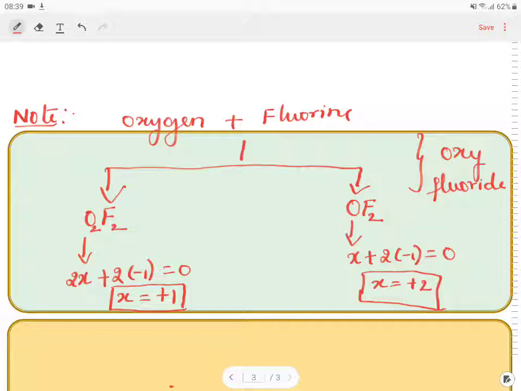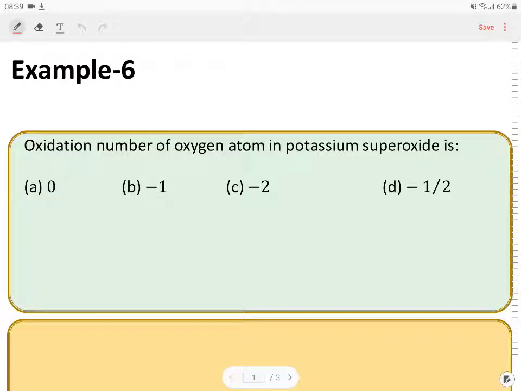Now let us come back to the question which is given: the oxidation number of oxygen in potassium superoxide. See, it's easy. Minus half, which I've already learnt if it is a superoxide. But still, we know the formula for potassium superoxide is KO2. Just now we learnt it. Then find the oxidation number: plus 1 plus 2x is equal to 0. X is equal to minus half.